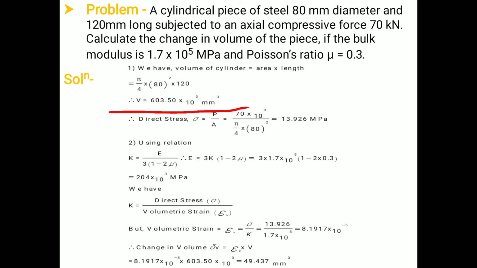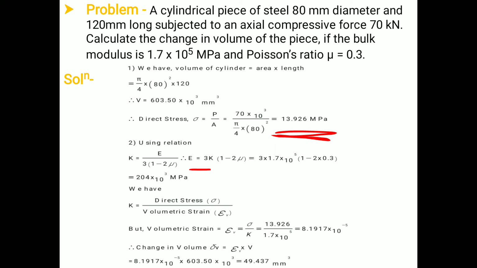Now in the numerical, the value of compressive force is also given, it is 70 kN. Therefore from that value we have the direct stress, denoted by the letter sigma, which is equal to P by A. We have the value of P, 70 kN. So in Newton it will become 70 into 10 raised to 3 Newton divided by pi by 4 into 80 square. From that we have the direct stress equal to 13.926 MPa, megapascal.